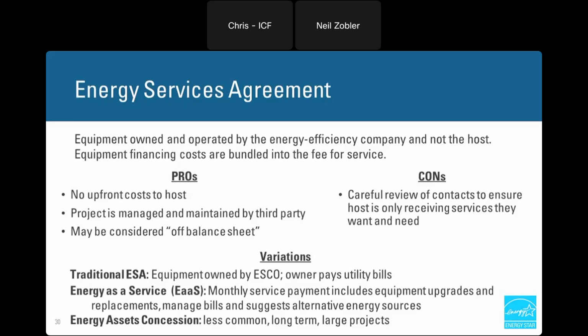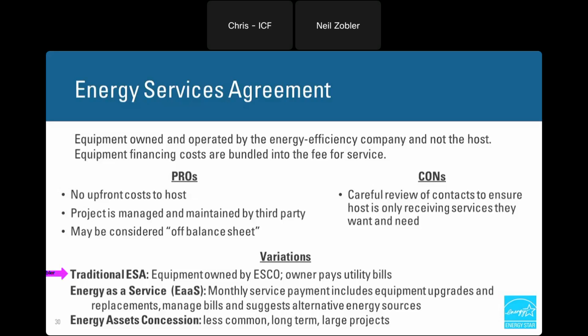There's a difference between that and an energy services agreement. It's one in which the equipment is owned and operated by the energy efficiency company and not the host or the ESCO. The equipment financing costs are bundled into the fee for service. Pros, once again, no upfront costs. Project is managed and maintained by a third party, and it may be considered off balance sheet. Now, that could be a really big plus. Careful review of the contracts, again, under the con side. Make sure you only get what you need and what you want.